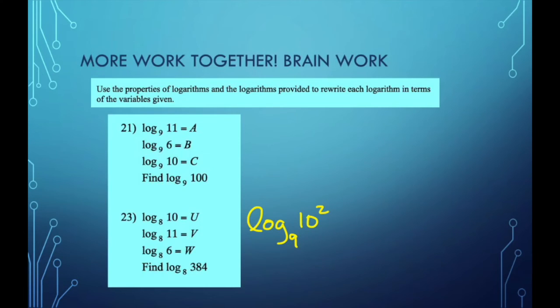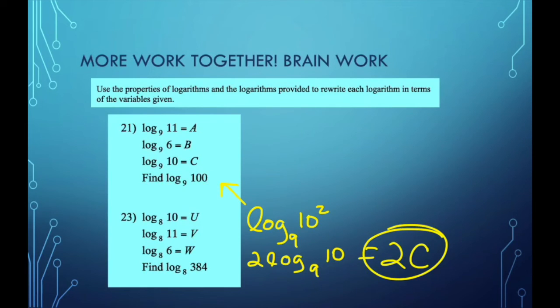Then what? Move the 2 over the front. 2 log base 9 of 10. Now what? 2 log C. Now I want you to notice that log base 9 of 10, that whole thing becomes C. So 2C. So this is just 2 times C. Okay, that's easier. So 2C. And that's our answer. That's easier than the other ones.